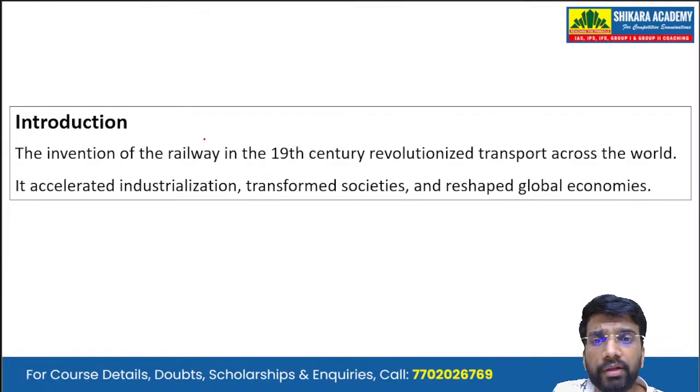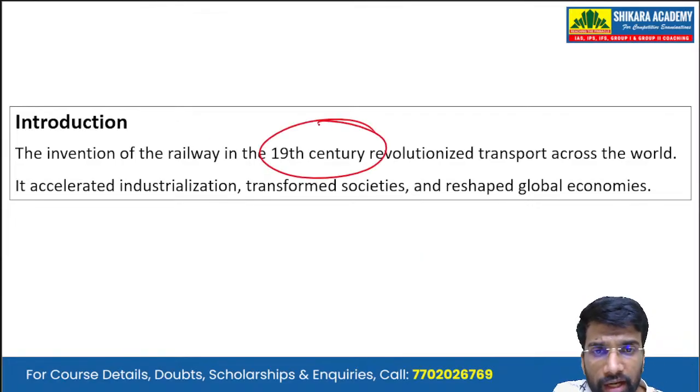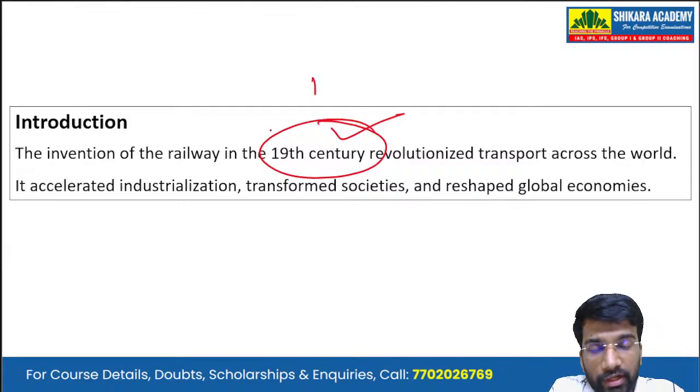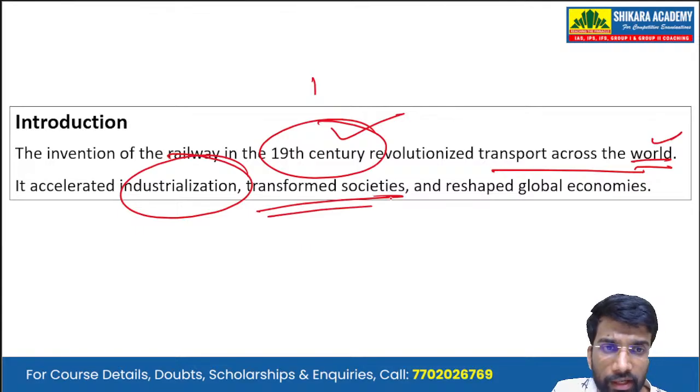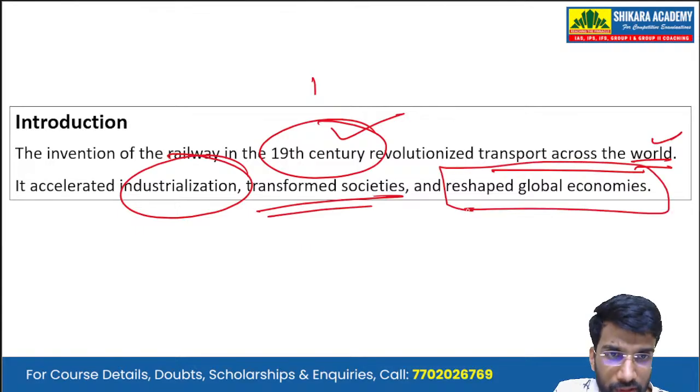Starting with the introduction, the invention of railway in the 19th century. The railways were invented and introduced in the 18th century. It revolutionized transport across the world. It accelerated industrialization, transformed societies, and reshaped global economies. So what was the main impact?